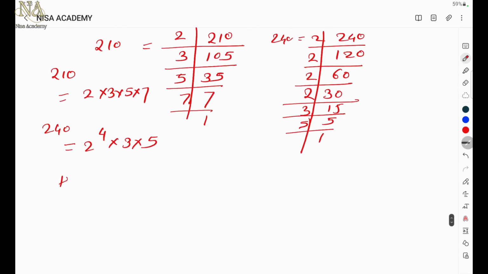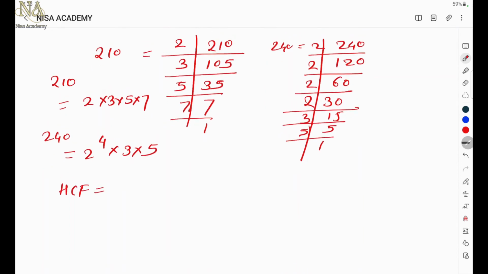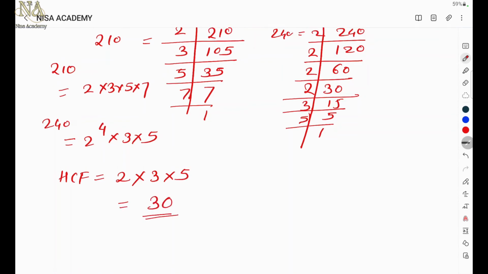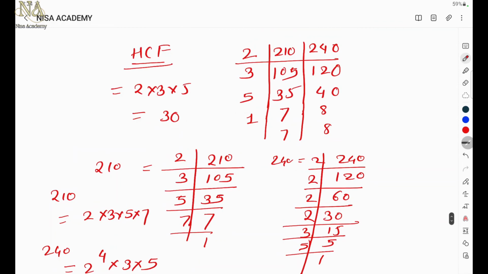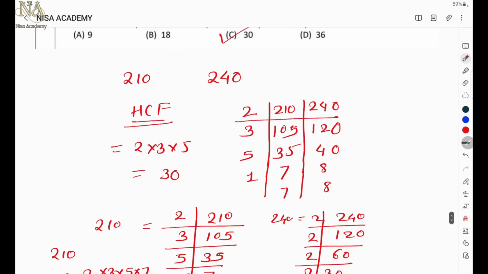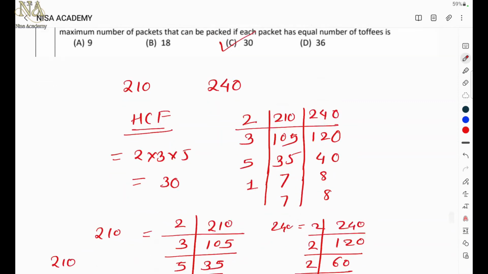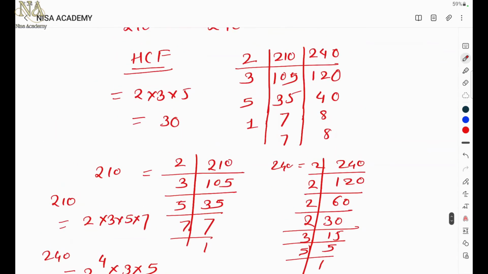So HCF is what? The lowest power, right? So the lowest power of the common factors. So 2 into 3 into 5, which is again 30, right? So any method you can use, Euclid's lemma also, you will get the same answer, whichever is easy for you. So the answer is 30.